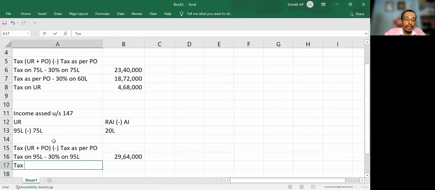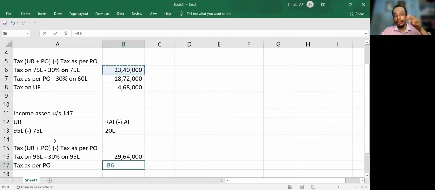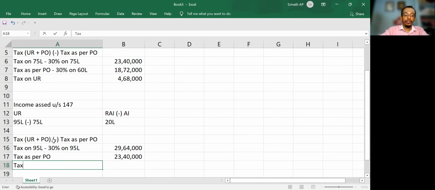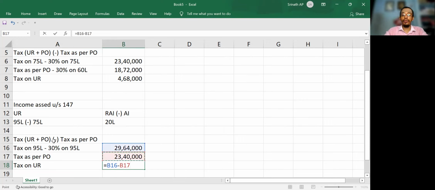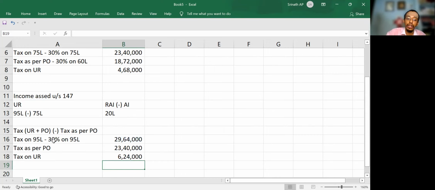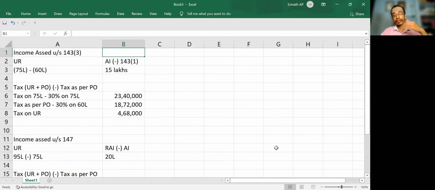From here, it would be tax as per preceding order. We have already calculated the tax as per the earlier order: 23 lakh 40,000. That should be taken. So now tax on under reporting of income would be 29 lakh 64,000 minus 23 lakh 40,000. So 6 lakh 24,000 will be considered as tax on under reporting of income. If it is misreporting, multiply by 2. If it is any other case, it is divided by 2.